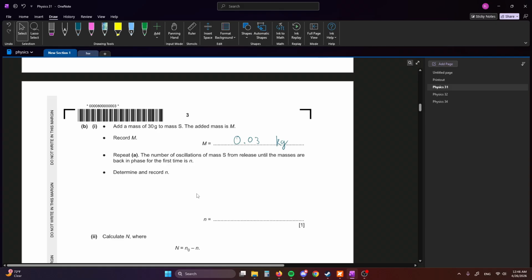Repeat A, the number of oscillations of mass S from release until the mass is this. In this case, it's only one mark, and I'm looking at the mark scheme right now. It says that the only thing that matters is that n is less than n0, but honestly, you should just try it twice. So I do trial 1, I get n equal to 15, trial 2, I get n equal to 12, so then I think you just round. 27, 13.5, 14. Just say it's 14.